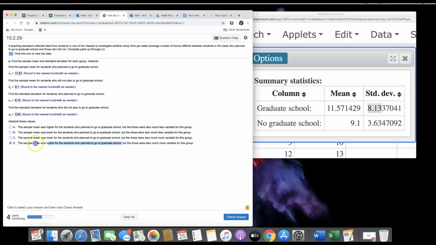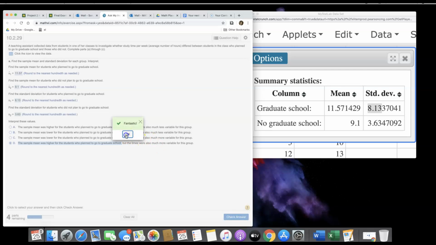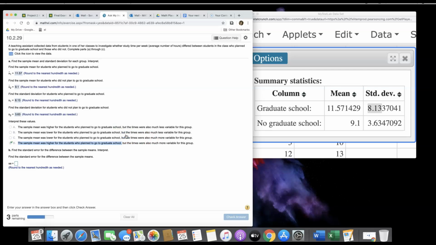I like what I see on D over here. The sample mean was higher for students who plan to go to graduate school, but the times were also much more variable for this group. That means higher standard deviation. So D sounds like it. The higher the standard deviation is, the more variable it is.